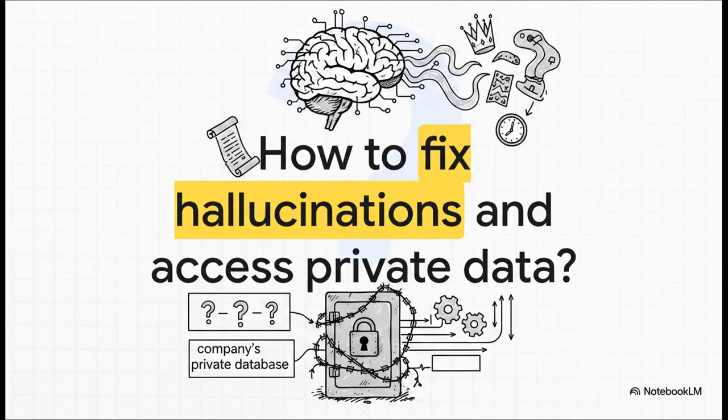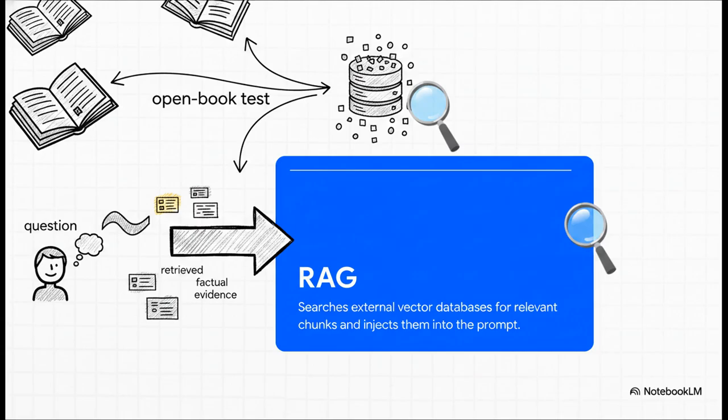You see, base models are brilliant, but they're kind of trapped in a bubble. Their knowledge freezes the day they finish training. If they don't know the answer to something that happened yesterday or what's inside your private database, they tend to confidently make things up, and that's the dreaded hallucination. The solution? Retrieval Augmented Generation, or RAG.